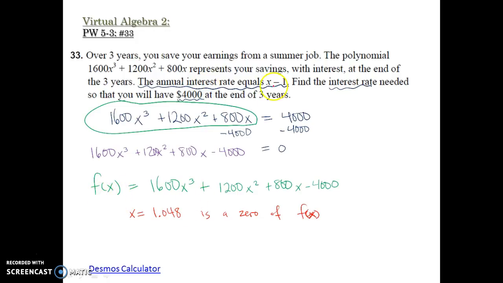So what does that tell us about our interest rate? The interest rate is x minus 1. So if I subtract 1 from this, I get 0.048. And my interest rate, if I want to express it as a percent, move the decimal over twice, and it is 4.8% interest.